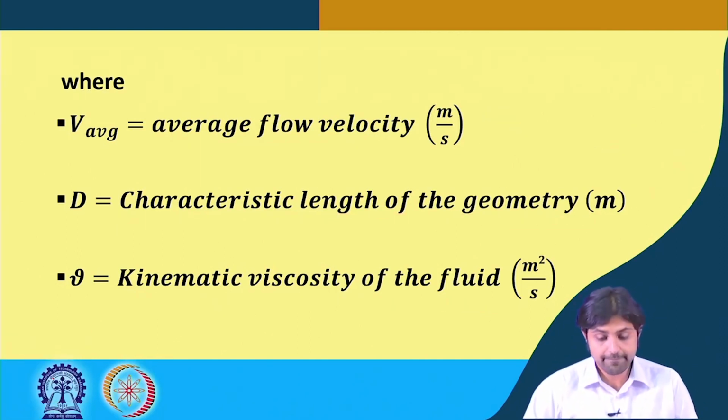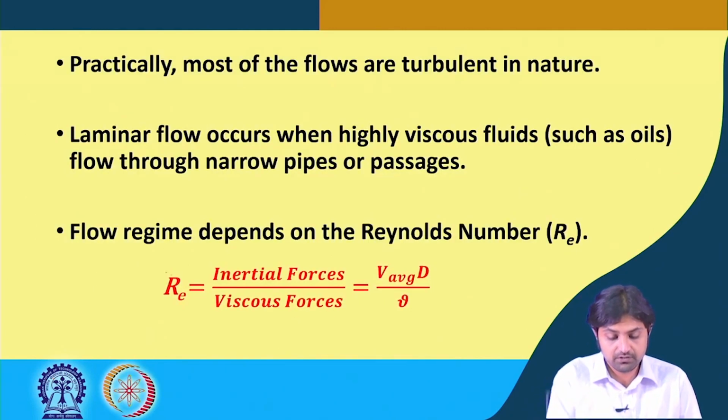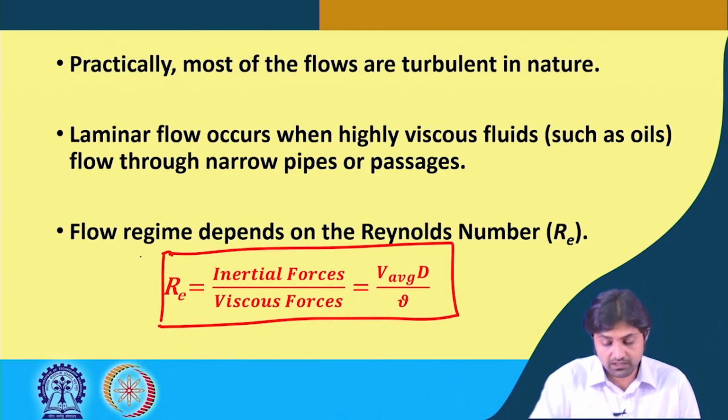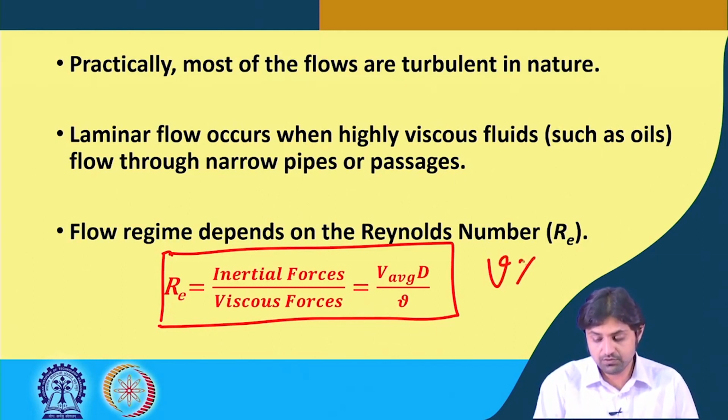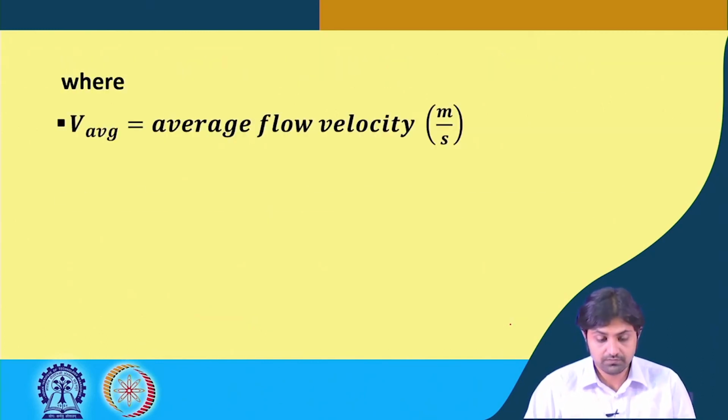Okay. So, Reynolds number is very important. You have to note that again. So, velocity into characteristic length by viscosity. Okay.